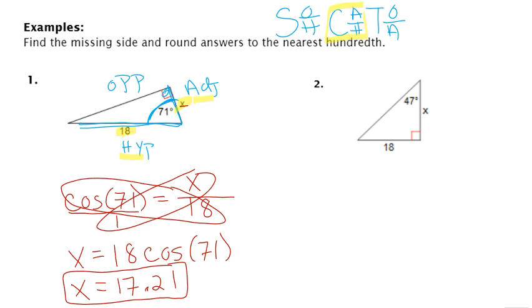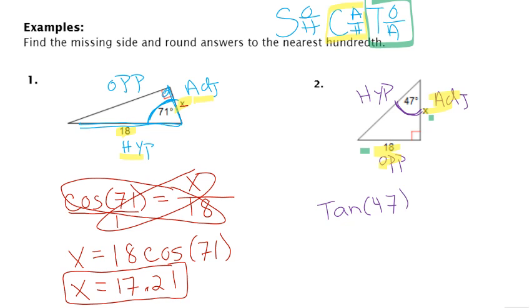For the next example, same thing. I can't use any of my other methods of solving besides trig. So this is my opposite side, this is my adjacent side, this is my hypotenuse. If I look at what I have here, I have opposite and adjacent. So for this one, I'm actually going to have to use tangent. So the tangent of 47 is 18 over x. And I have to do a little bit more solving for this one.